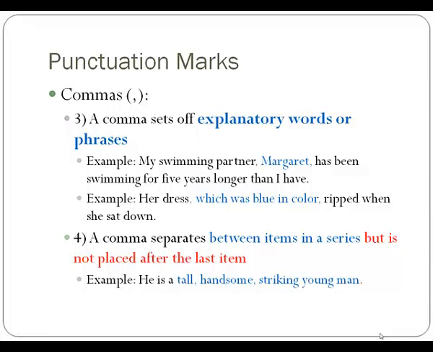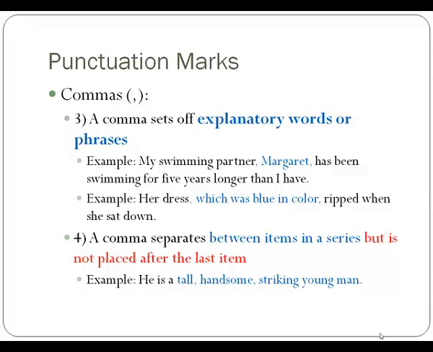Punctuation marks. Again, we're back with commas. A comma sets off explanatory words or phrases. Example: my swimming partner, Margaret, has been swimming for 5 years longer than I have. Margaret is the explanatory word for my swimming partner, so there would be a comma before and after, because you could say my swimming partner has been swimming for 5 years longer than I have.